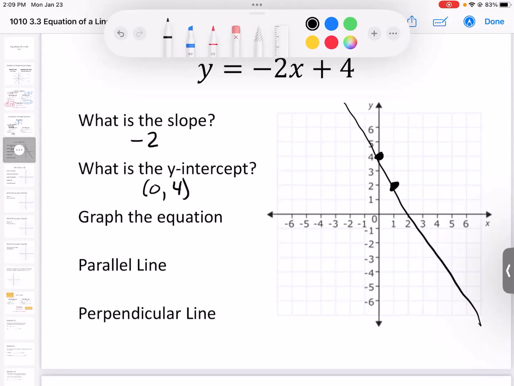Another way, though, that you could do this as well is you could write your slope as a fraction and do rise over run from your y-intercept. So you could go down 2 and over 1, and that would be another way to get that same point.